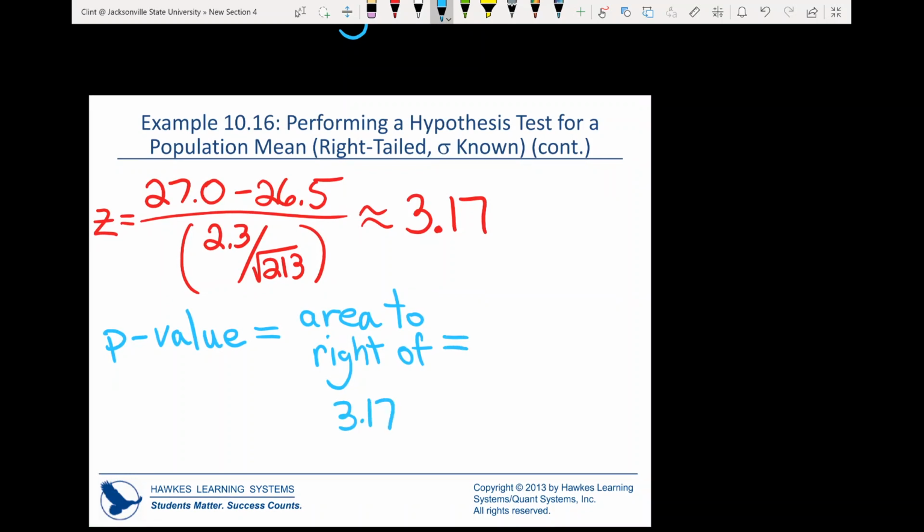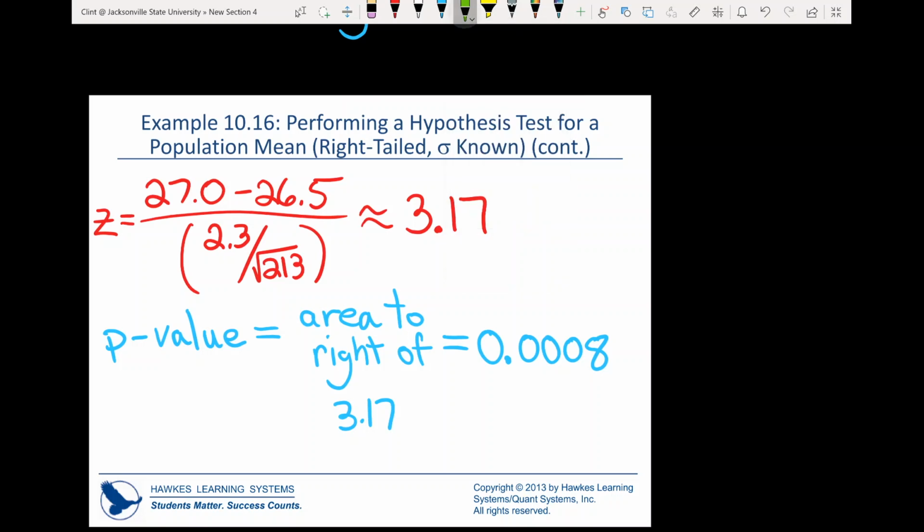3.17. Okay, so we go to our normal distribution tables for that, and one way we can do that is, since we want the area to the right of 3.17, we can look up negative 3.17, and our p-value here is going to be 0.0008. So very small, a very small p-value.